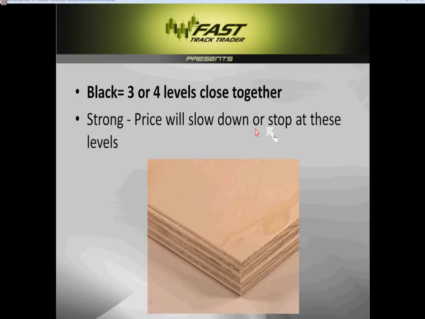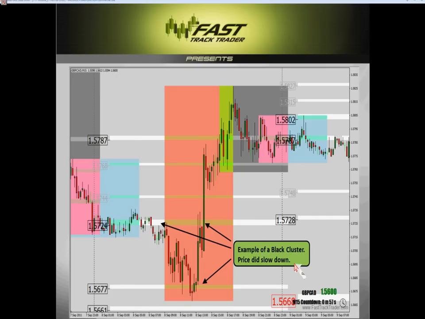Price will normally slow down or stop at these levels. It's kind of like a piece of plywood. I mean, you can wrap that thing with a hammer, you can stand on it. It's tougher, it's weighted heavier. Does this make sense? So here's some examples of black clusters, and look at how price struggled. Look at how price stopped very close. Look at how it stopped here before it went up. You know what I mean? So black is stronger, it's more of a respected cluster.